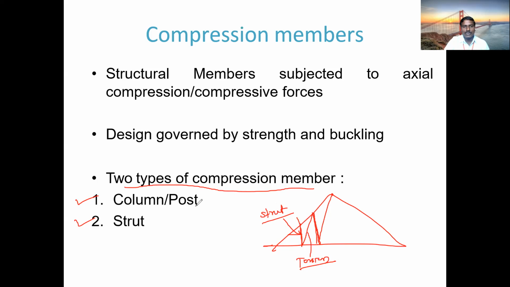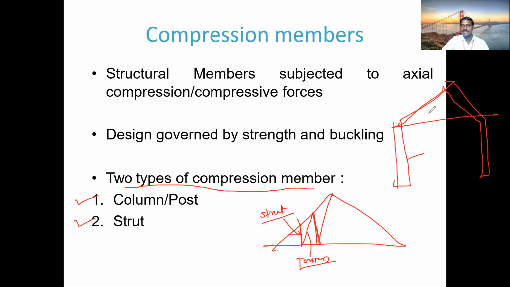And column or post, have you seen a column? Our whole building is supported on columns, all the floors are supported on vertical columns. Are you getting? This is the column, and on this column your truss is supporting. So this is the column or post, we can say vertical post. So these are the two types of compression member.